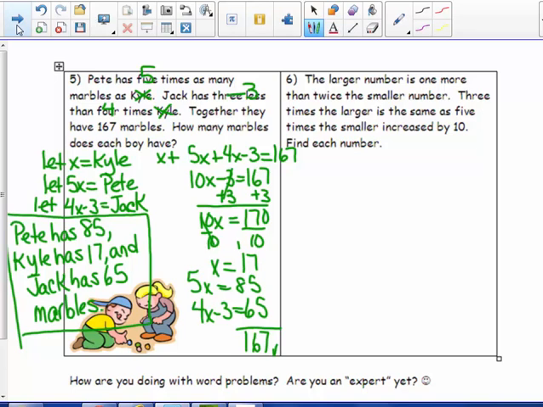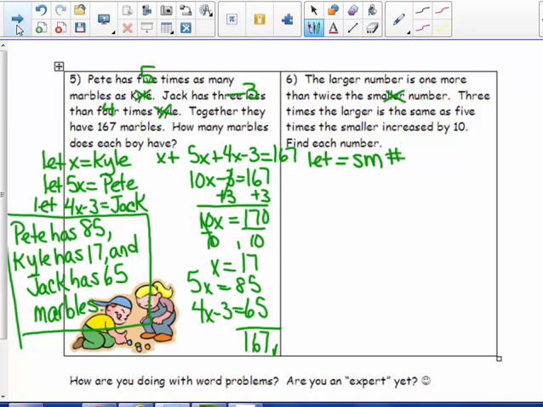The larger number is 1 more than twice the smaller number. 3 times the larger number is the same as 5 times the smaller, increased by 10. Find each number. Woo! I know something about the larger number: 1 more than twice the smaller. Don't know the smaller? That's the x. Let x equal smaller number.